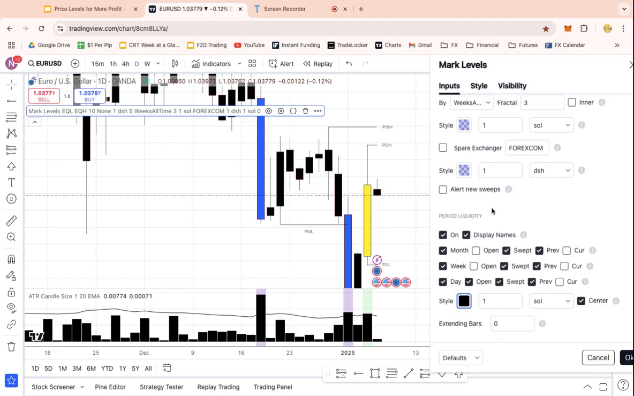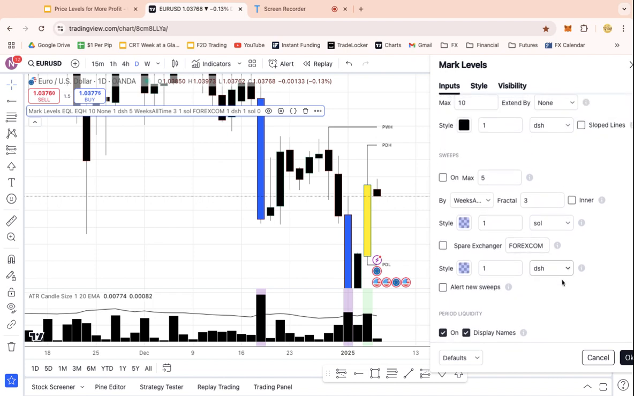All right, so here's what we need. Display names, we leave that on. The month, you can leave that on. Swept, you don't really need. You don't need the current. You don't need the daily open price. You don't really need to know swept. All you're going to need checked is the month, day, and the week, and then the previous month, previous day, previous week, and that's it.